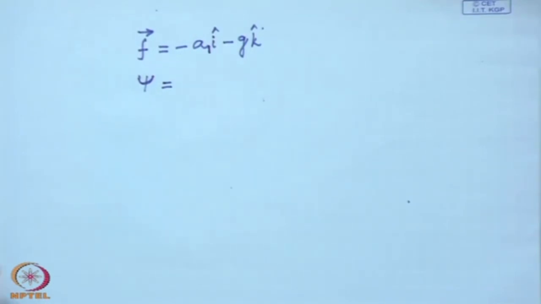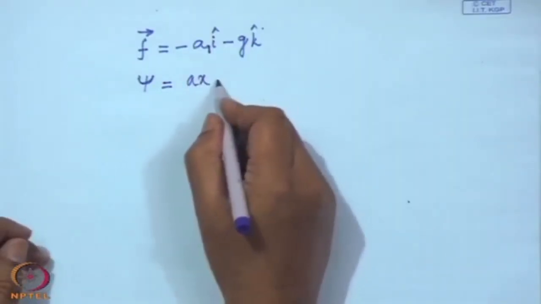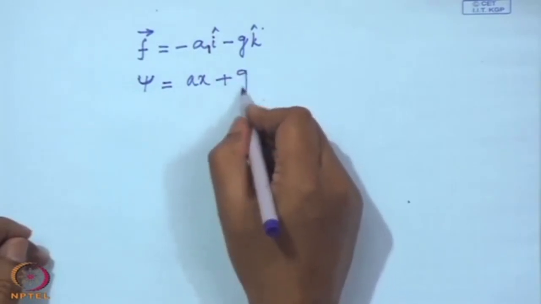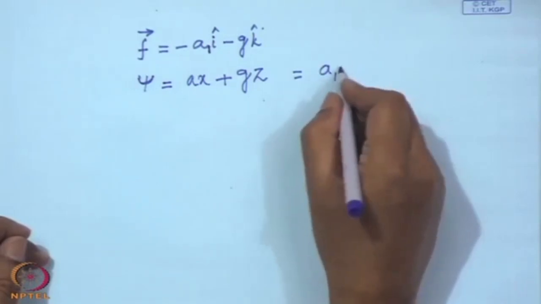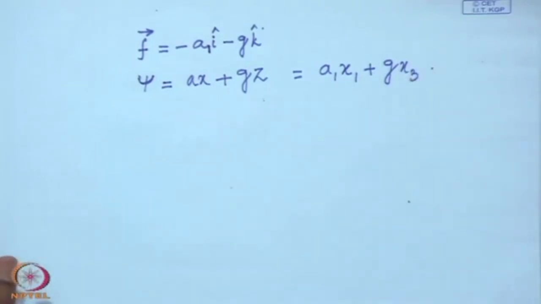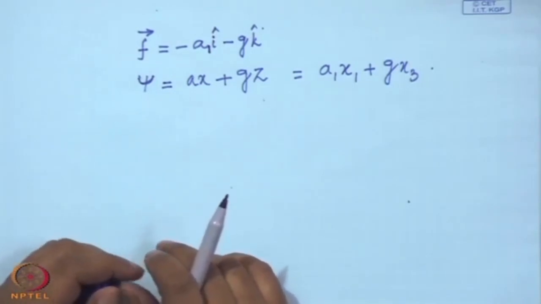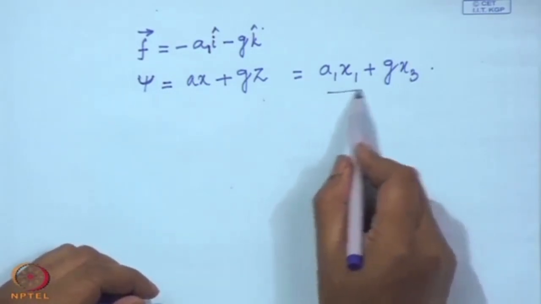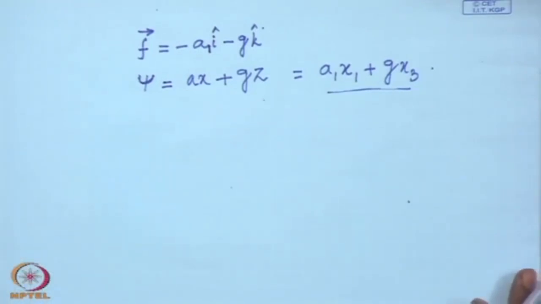Yes. So, what is that psi? A x plus g z. Okay, as you are saying, or we will also call it A 1 x 1 plus g x 3. In this case perhaps it will be convenient to write it for you, A x plus g z. I am writing this so that you keep remembering it and have the practice.